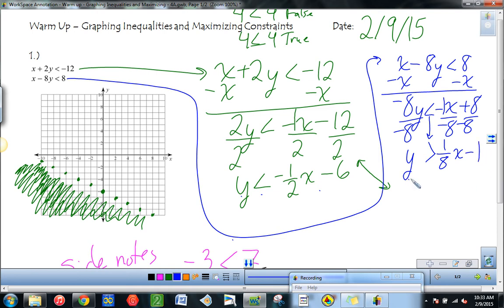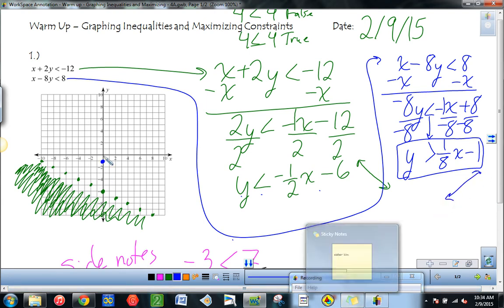So this is my other equation that I need to graph. So where do I start? Start at negative 1. We know I have a positive slope, so it should look like this. Up 1 over 8, or down 1 over 8. Solid or dotted line? Dotted. It is a dotted line.